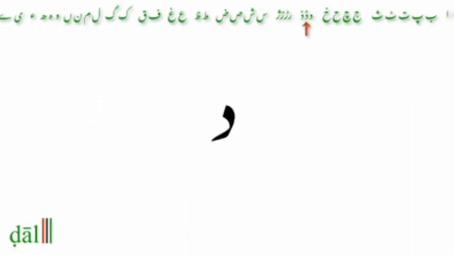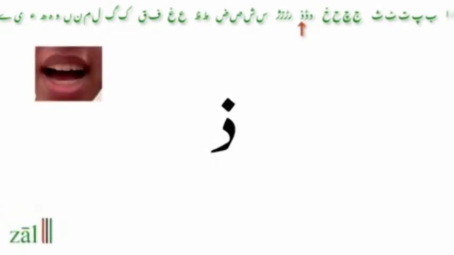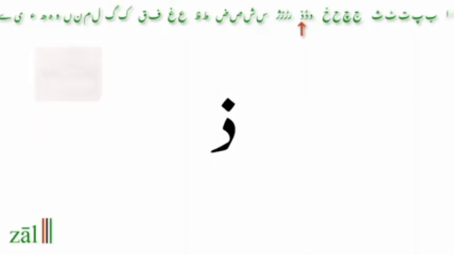D, d, dal. Moving on. Like dal, the next letter is zal. Zal. Z, z, zal. Then it gets even more interesting.